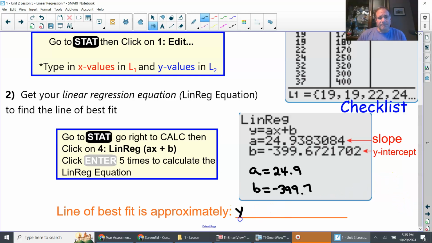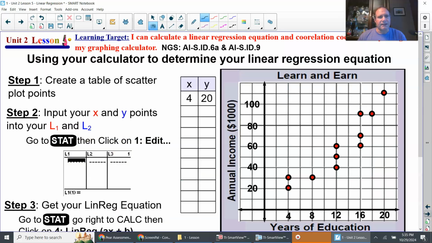So the line of best fit equation would be y equals 24.9x minus 399.7. All right, we'll get into more of that on the next page right here.